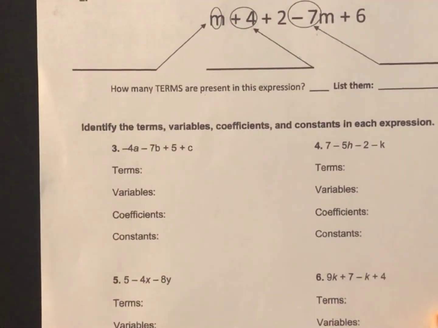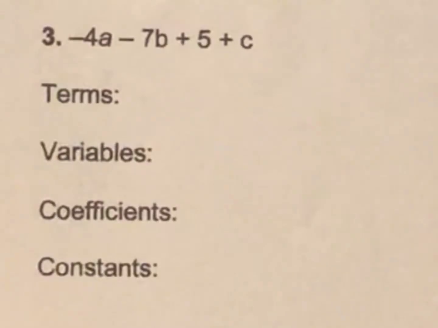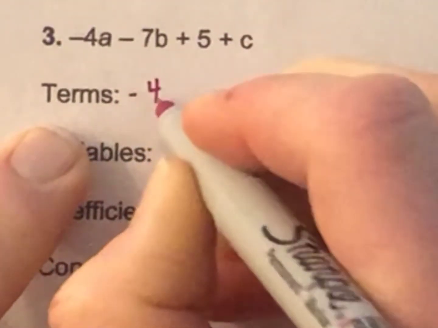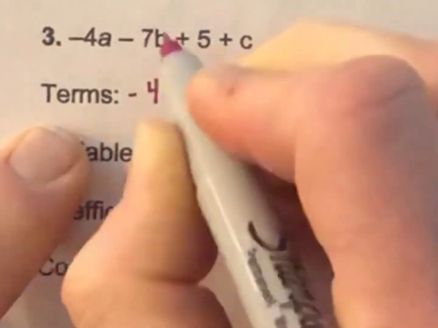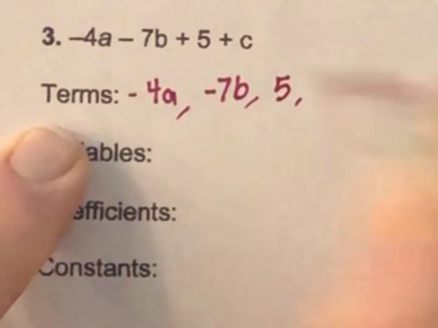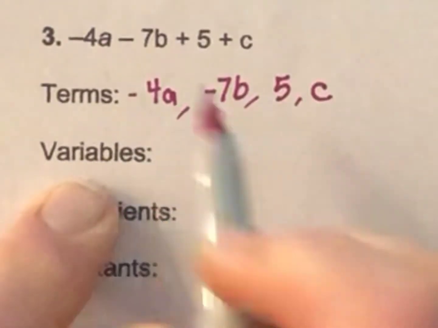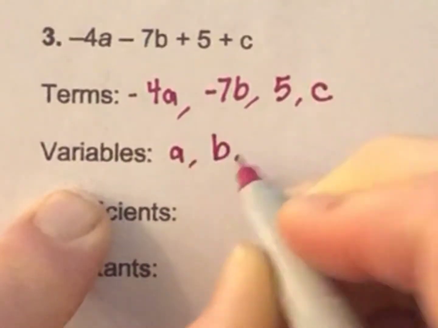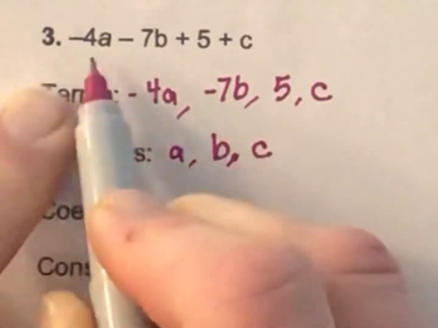Now let's come down here and I'll do number 3 with you. Identify the terms, variables, coefficients, and constants in each expression. The terms. Well, the terms is everything you're adding or subtracting. So it would be negative 4a, negative 7b, positive 5, so just write 5. And positive c. Those are all my terms. My variables. Well, I have an a, a b, and a c. A, b, c. Coefficients. How many a's?